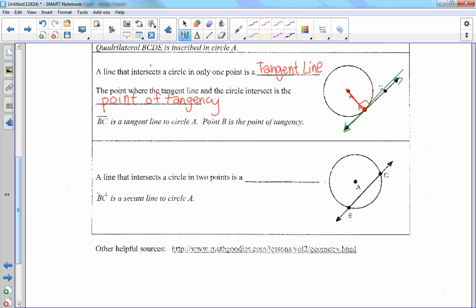A tangent line is always perpendicular to the circle. The tangent line is always perpendicular to a circle.